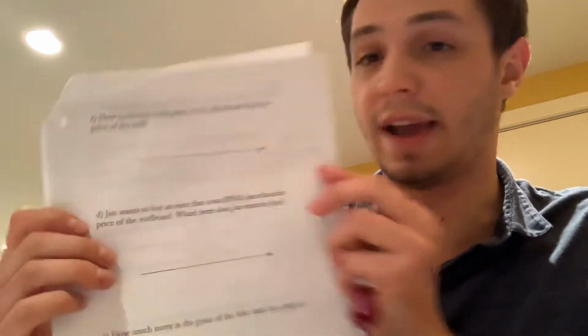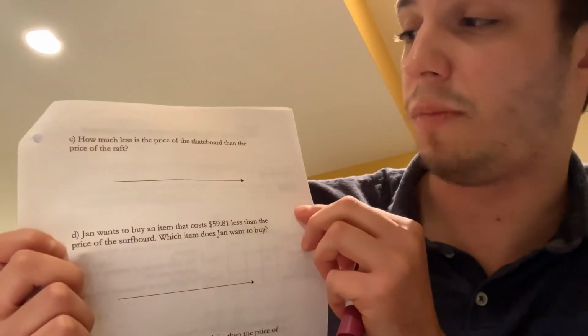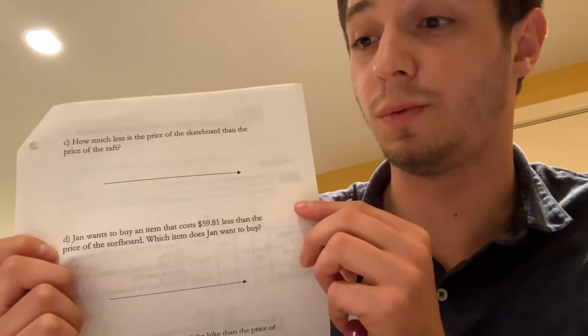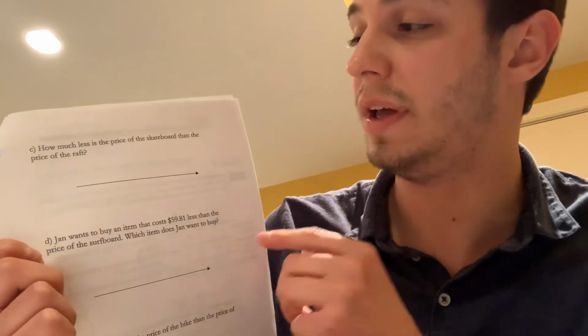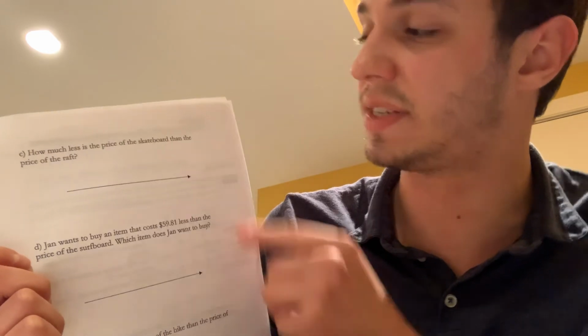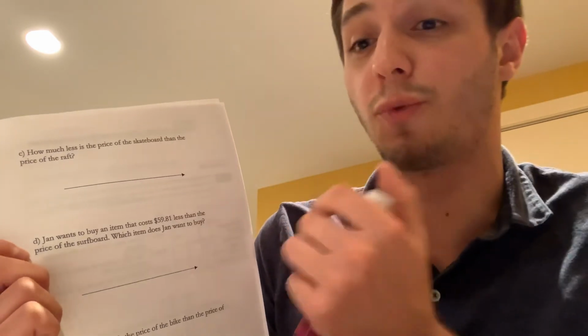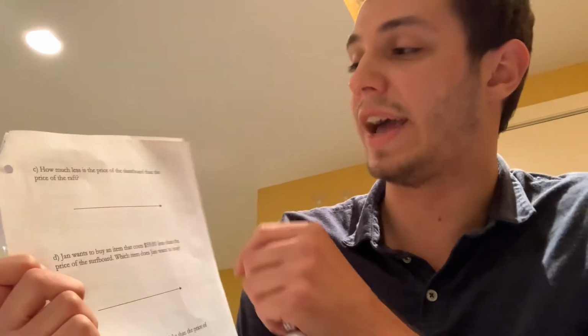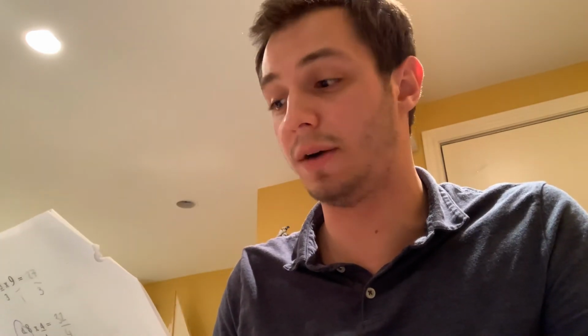For part C, it asks us how much less, which is your keyword, which tells you this is going to be a difference problem, is the price of the skateboard than the price of the raft. So once again, how much less is the price of the skateboard than the price of the raft? In this case, you're going to try to find the difference number. So you have the other two items and their prices. You have to figure out what the difference number will be.